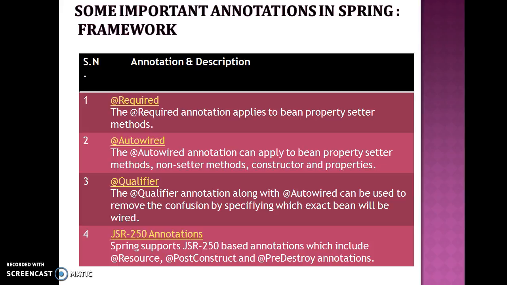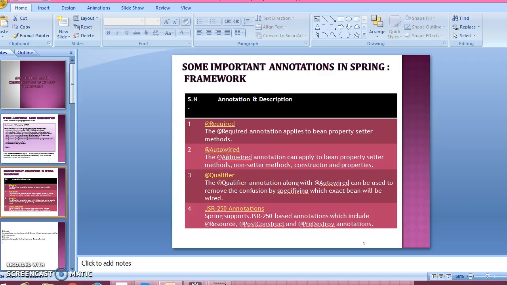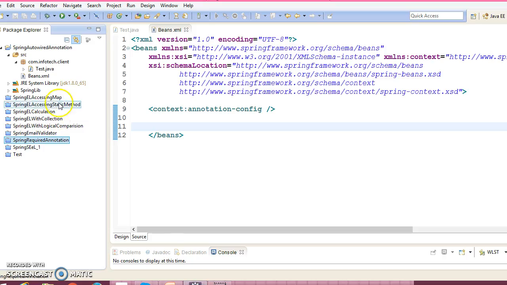In this video tutorial, I am going to create a project where I will show you how to use @Autowired annotation in Spring Framework. So basically, @Autowired annotation can be applied to the bean property, before a bean property setter method, a non-setter method, a constructor, or before the property name as well. So let's go ahead and create a Java project in Eclipse.